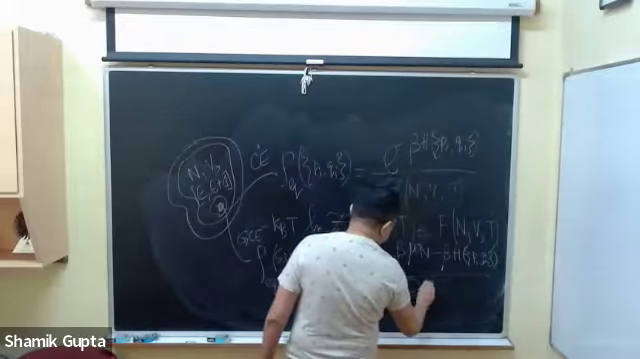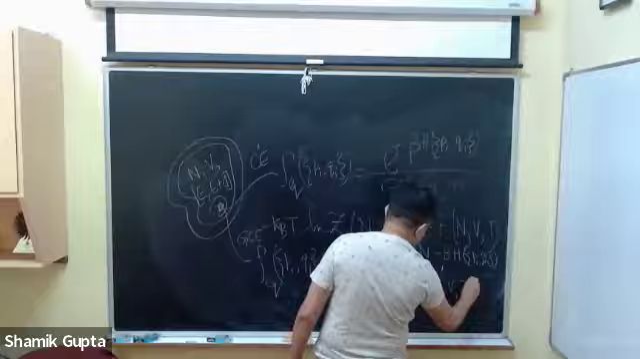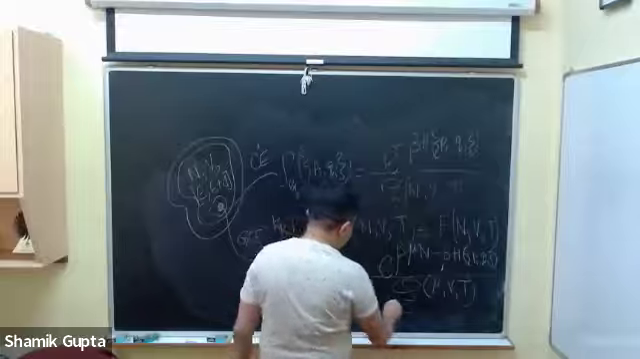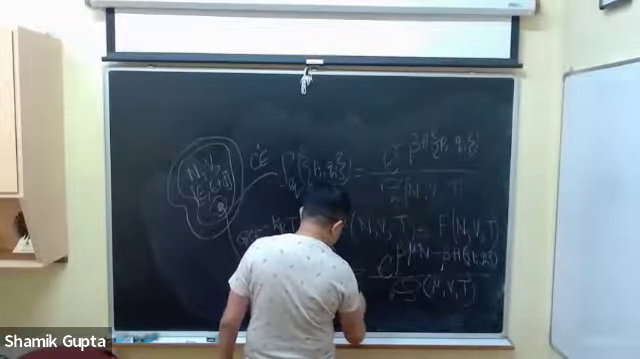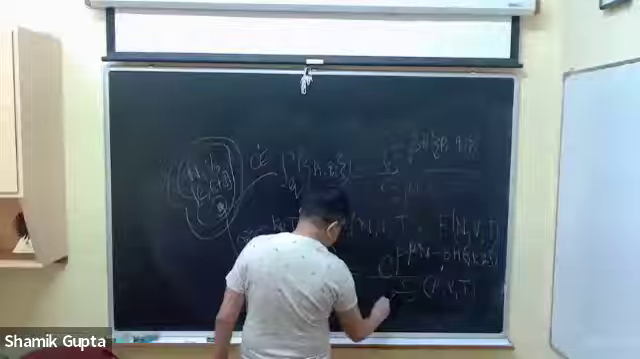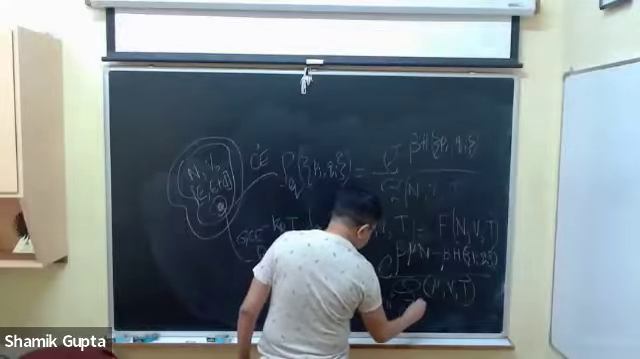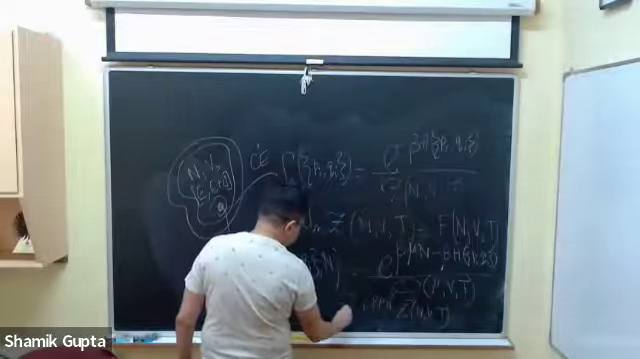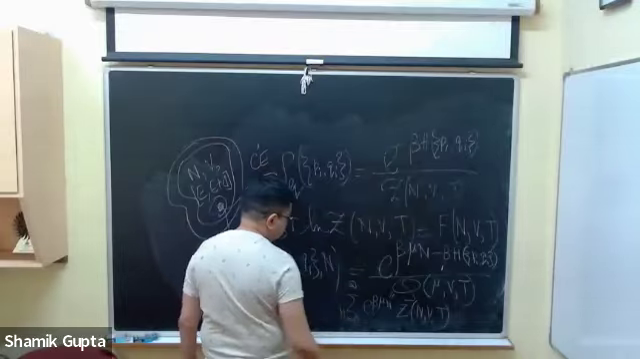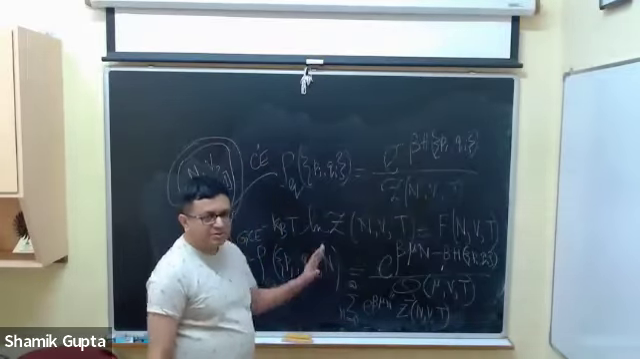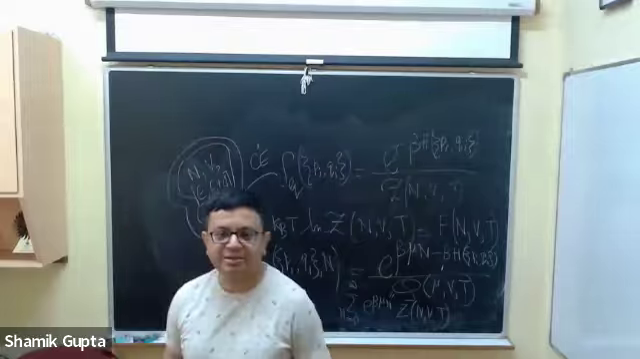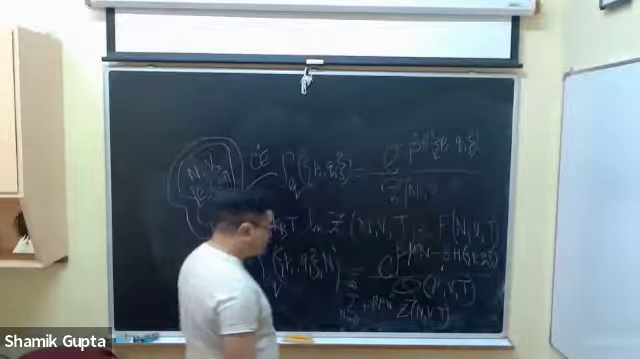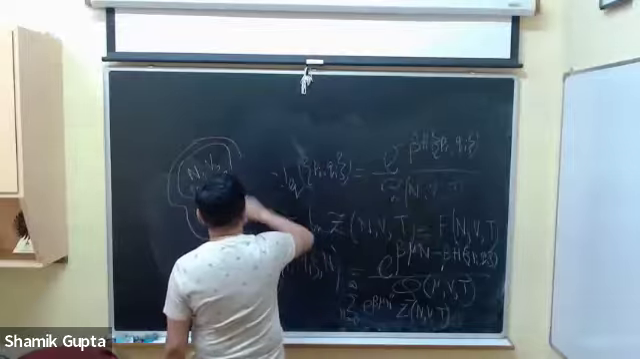The grand canonical partition function. What is the definition of this grand canonical partition function? This is nothing but the sum of e to the power beta mu n times Z of NVT. So this is all that one has to learn basically in equilibrium statistical mechanics of classical systems. For quantum systems, things are very, very similar.